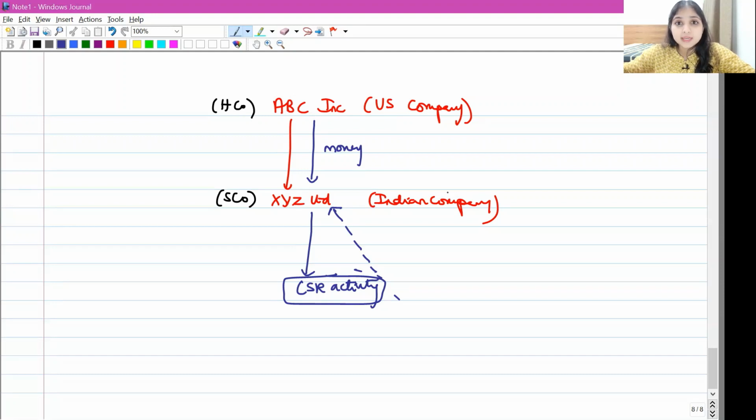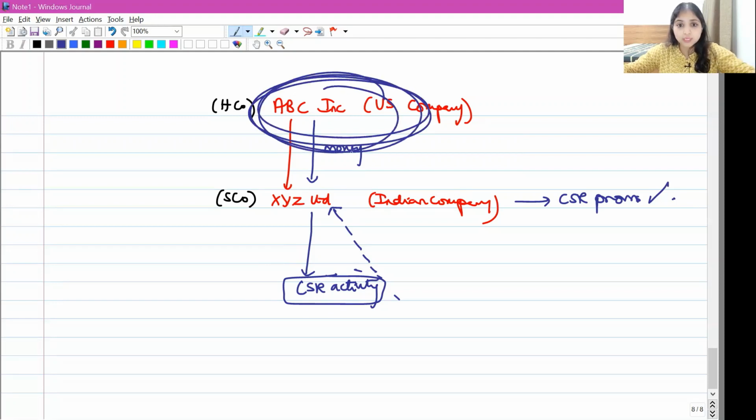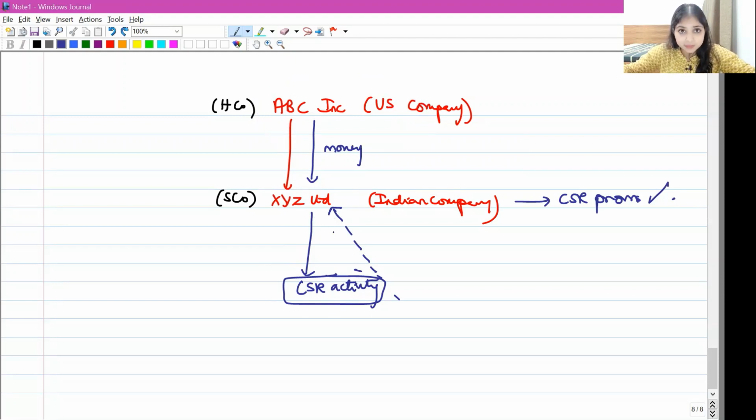Let us say XYZ Limited net worth is at least 500 crores or turnover is at least 1000 crores or net profit is at least 5 crores in the preceding financial year, which means for this company, CSR provisions are applicable. Okay, so whatever CSR activities are done by the foreign holding company through the Indian subsidiary, even though it is a foreign company who's actually spent the money, it will be considered as if it is a CSR activity of this Indian subsidiary.